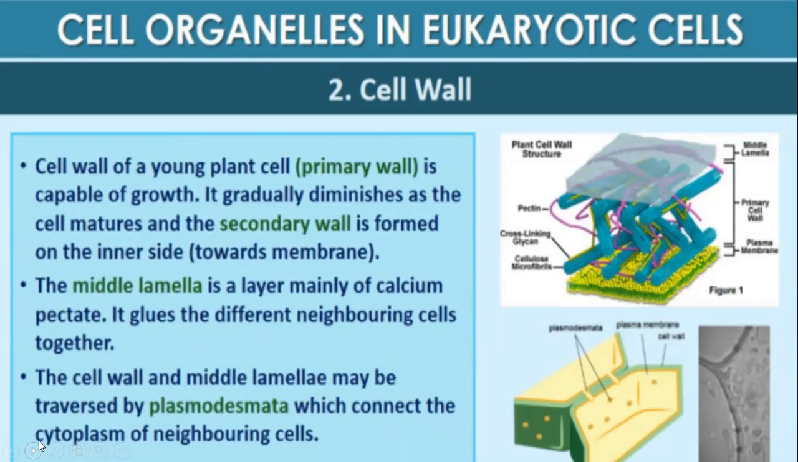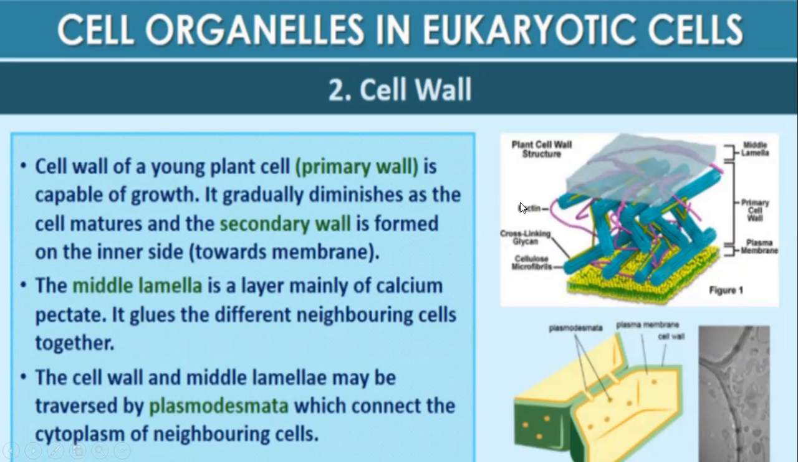The cell wall of a young plant cell, that is the primary cell wall, is capable of growth. It gradually diminishes as the cell matures, and the secondary cell wall is formed on the inner side, that is towards the membrane. Middle lamella is a layer mainly of calcium pectate. It glues the different neighboring cells together. The cell wall and middle lamellae may be traversed by plasmodesmata, which connect the cytoplasm of neighboring cells. All these things are not much important.